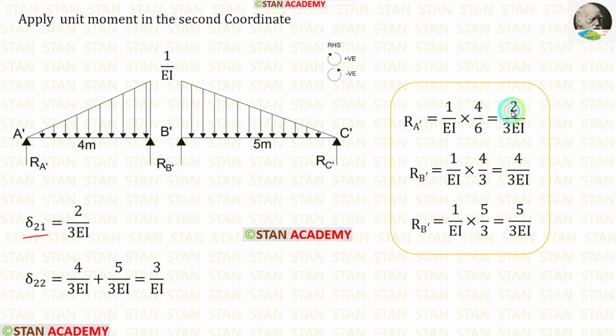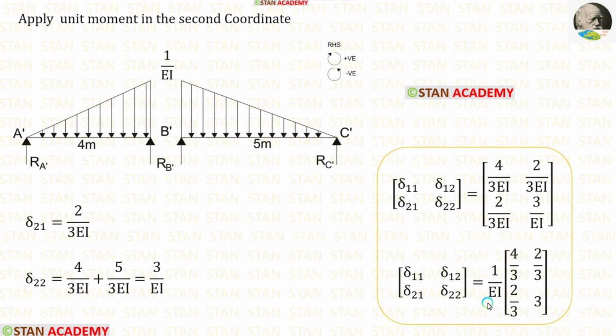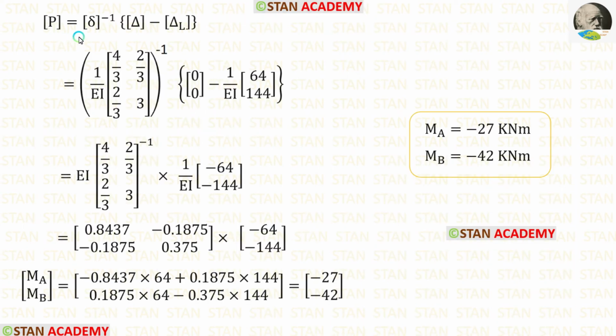For delta 21, we have to apply RA dash. For delta 22, we have to add these two values. After adding, we are getting 3 upon EI. So, using the formulas, we can easily make the flexibility matrix. In this formula, we have calculated everything. Let us apply the values. We can add these two matrices. After adding, we are getting this.